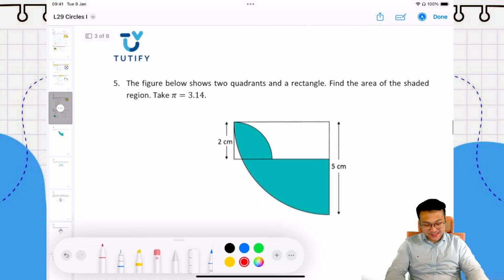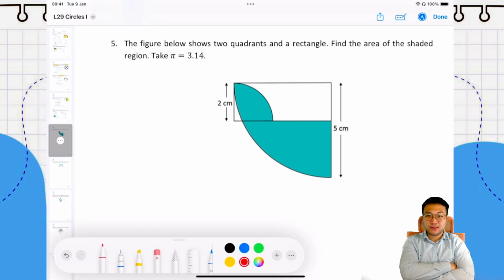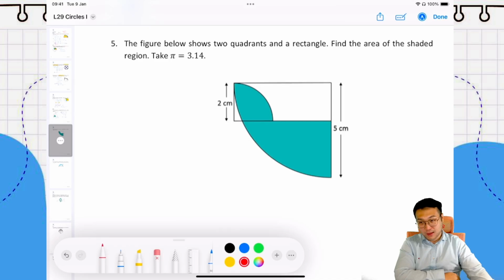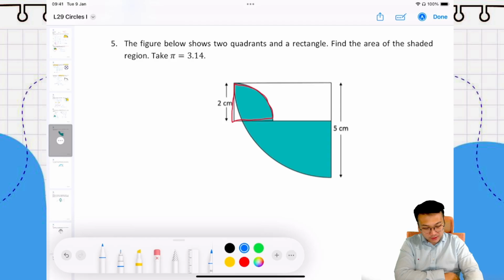Alright, let's move on to the next one. Question 5. The figure below shows two quadrants and a rectangle. Find the area of the shaded region. So where is the quadrant? We have one quadrant here, which is a small one, and you have a big quadrant, really big one here.